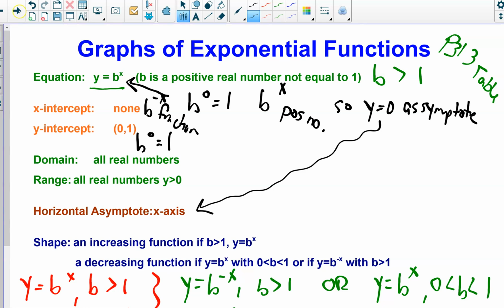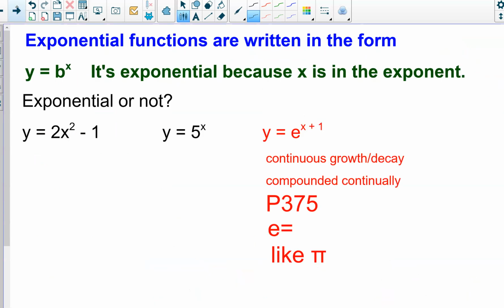So let's just go ahead and take a look at one of these. Exponential functions are written in this form. It's exponential because x is in the exponent, the variable is in the exponent. So is this exponential or not is the question. This first one here, I'd have to say no, because if you look at the exponent, it's not a variable. The second one, I would have to say yes, because there's an x in the exponent.